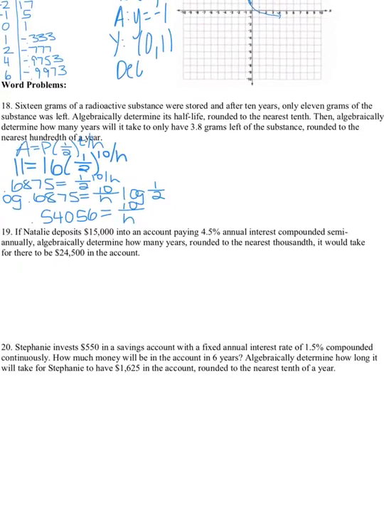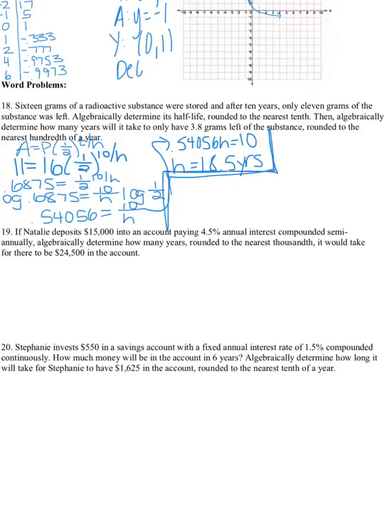I'm going to come up here. I cross multiply, and I get 0.54056H equals 10. You should keep that number in your calculator. Do not get rid of that number. And then lastly, I divide by that number, so I get H is equal to, and you should get 18.5 years. 18.5 years is the half-life. And that answers the first question.